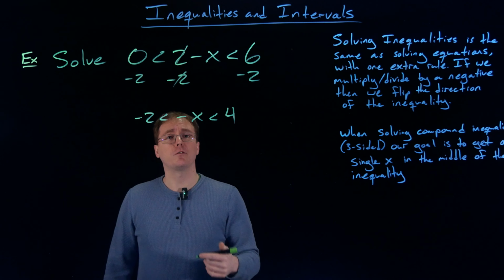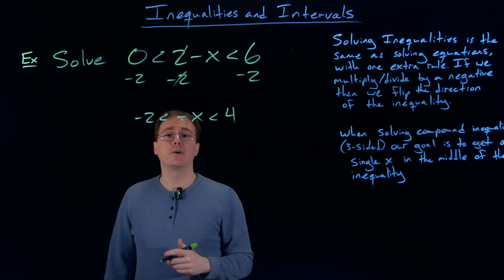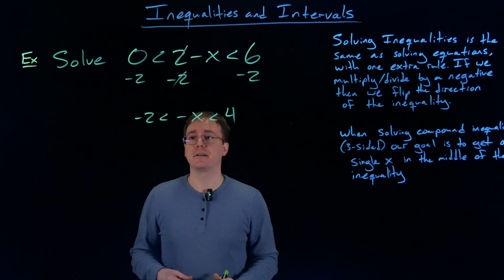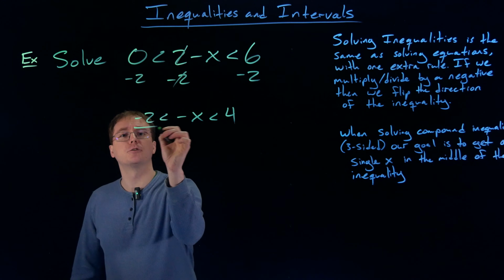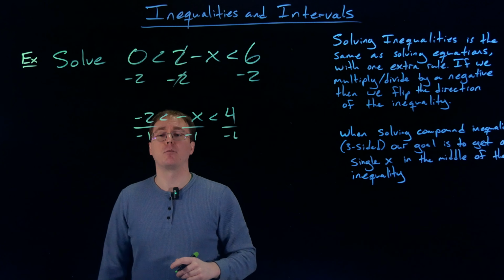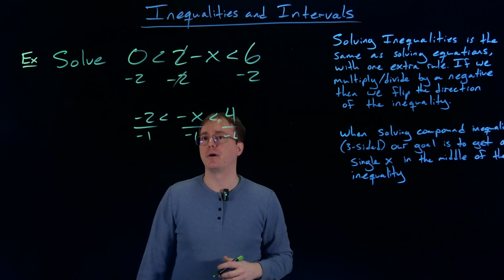And so now to finish this off, we really just got to get rid of that negative 1 in front of x. And we can do that by multiplying all three sides of our inequality by negative 1. That's a little bit hard to write here. So equivalently, I'm just going to divide all three sides of the inequality by negative 1. That's the same as multiplying by negative 1 anyways.